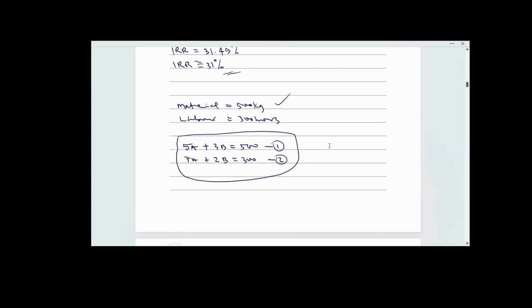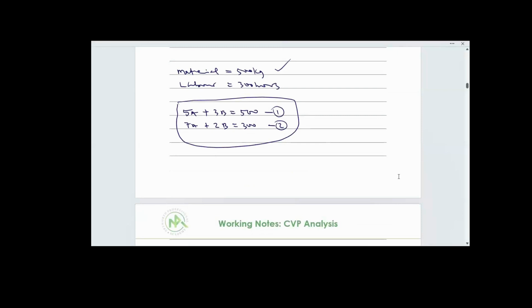Yes, sir. I'm with you. So with this, what you are supposed to do is increase the number of constraints by 1. So the first constraint, which is 500, I will then say 5A plus 3B equal to 501. Are you there? Yes, sir. 501. So you then say 7A plus 2B equal to 300. So you now solve using simultaneous equation.